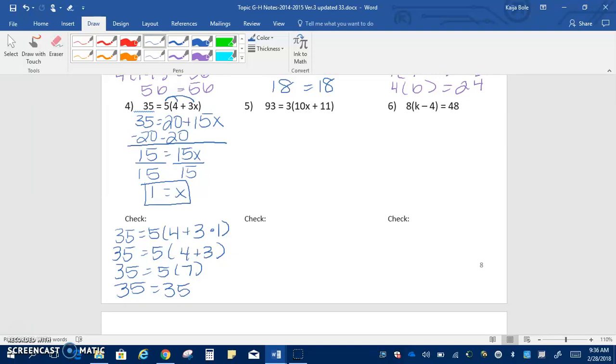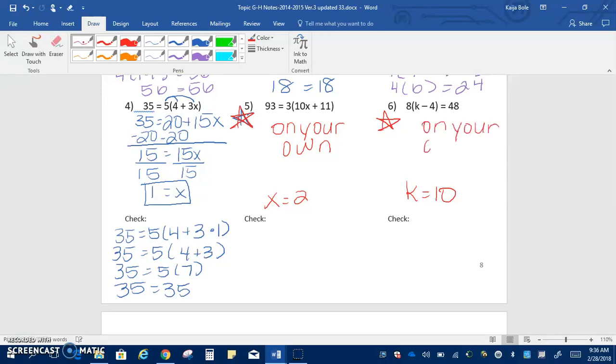Okay, for these last two here, I want you to try them. Try these on your own, 5 and 6. For 5, you should get that x equals 2, and for 6, you should get that k equals 10. Alright, so try these on your own, both of them. Use your examples from up above to help you follow your steps, and then we will check them in class and do some more practice all together.